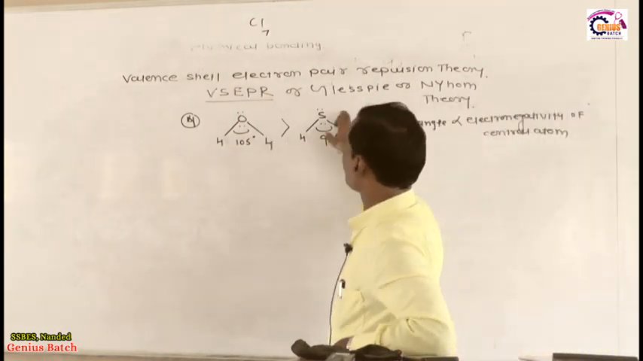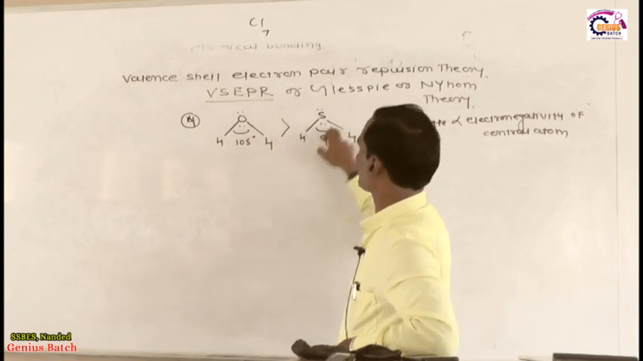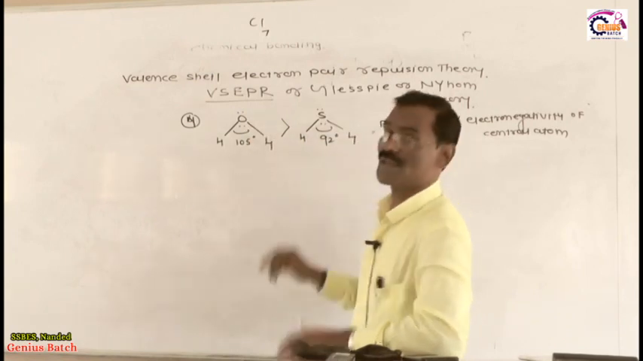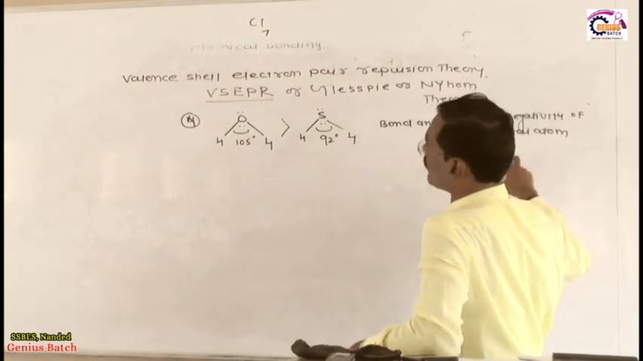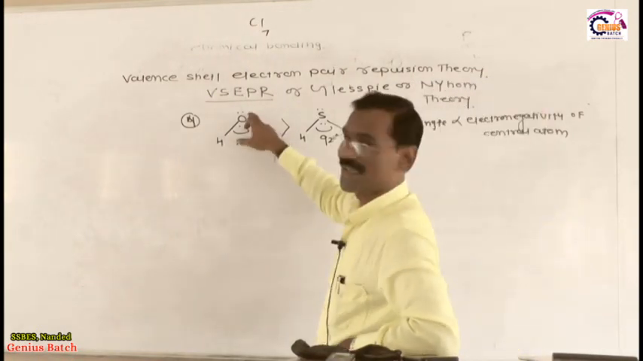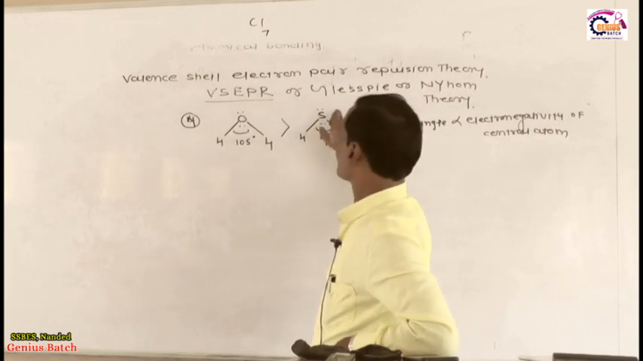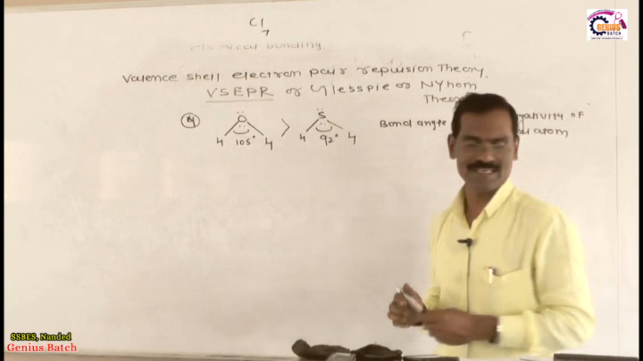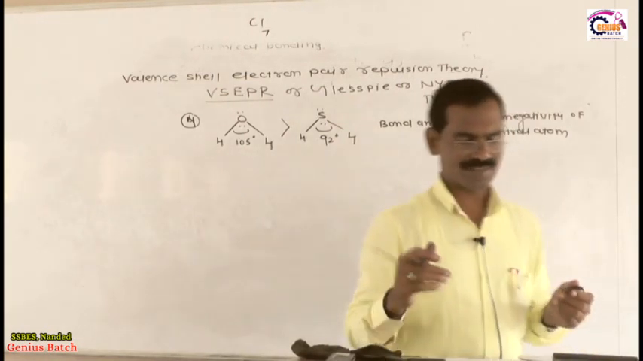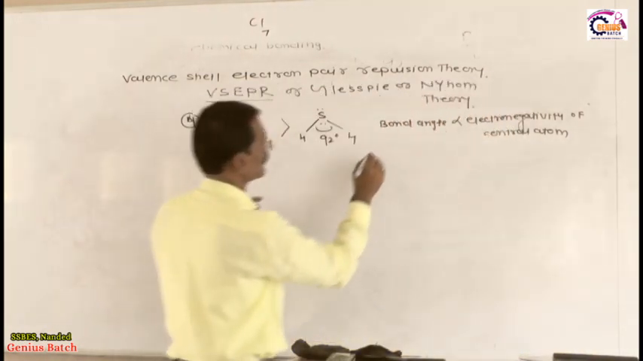If two central atoms are different with the same lone pair and the same side atom, then what happens to the bond angle? Then the bond angle is directly proportional to the electronegativity of the central atom. The electronegativity of oxygen is always greater than sulfur, therefore the bond angle is 105 and this bond angle is 92. Now I will give you one more example.